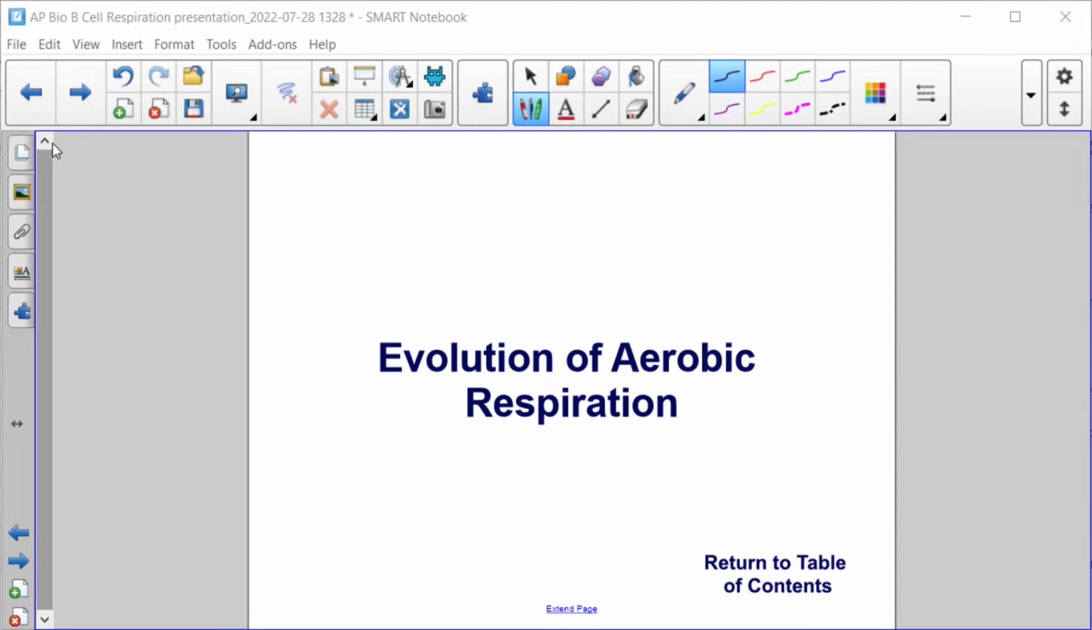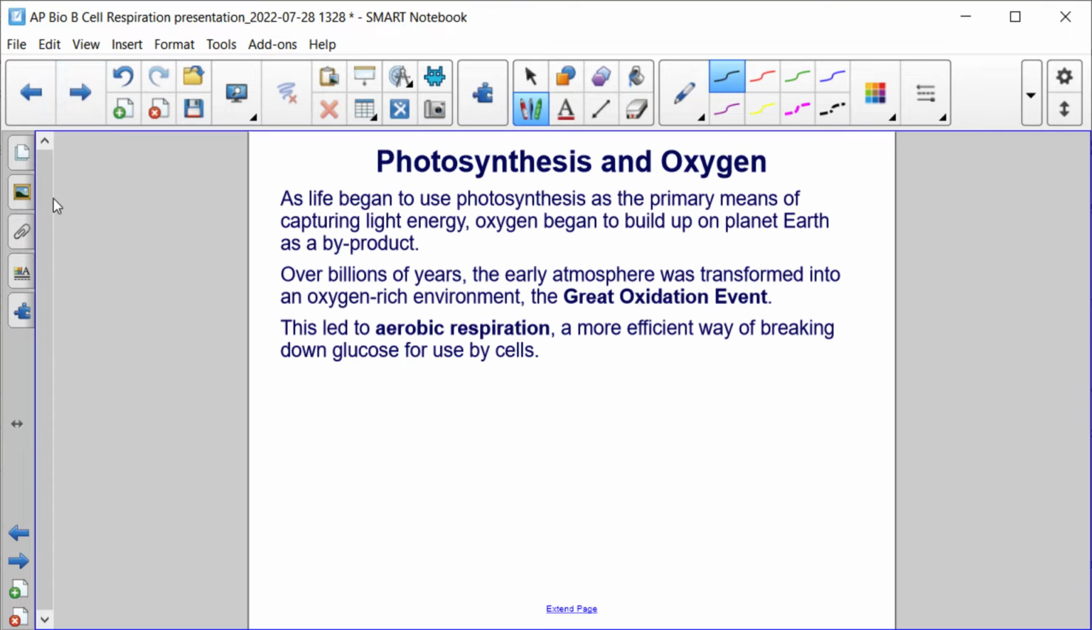In this section, we're going to discuss the evolution of aerobic respiration. As life began to use photosynthesis as the primary means of capturing light energy, oxygen began to build up on planet Earth as a byproduct. Over billions of years, the early atmosphere was transformed into an oxygen-rich environment. This was known as the Great Oxidation Event. This led to aerobic respiration, a more efficient way of breaking down glucose for use by cells.